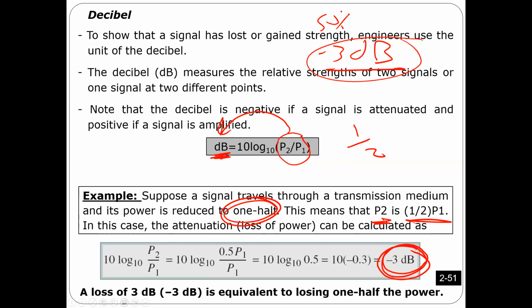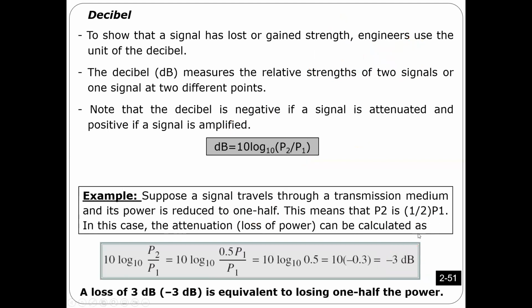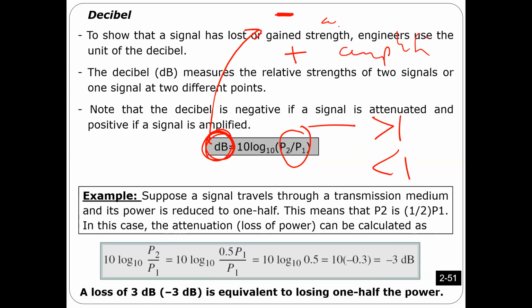Okay, great. So again, as I told you, if this ratio is greater than 1, this is amplification. If it is less than 1, this is attenuation. On the decibel side, if the decibel is negative, that means attenuation. If it is positive, that means amplification. Why? Because in the case of log, the log of any ratio less than 1 should be negative, and anything greater than 1 is positive. Is that okay? Any questions?